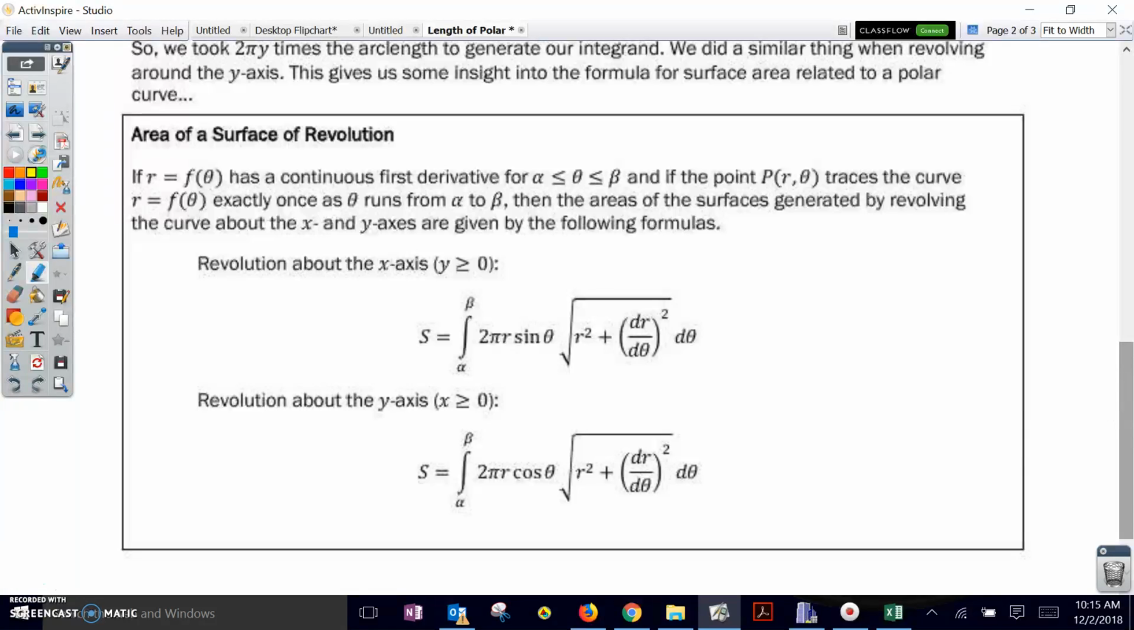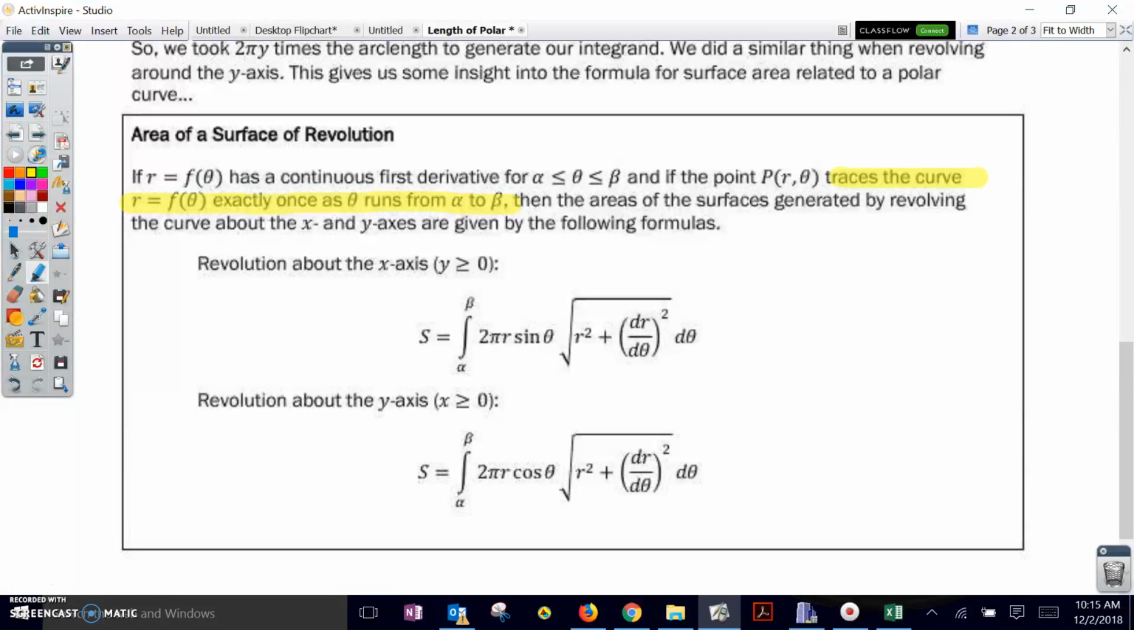Okay. The first thing we need to do is look at the curve and make sure it traces the curve exactly once as theta runs from alpha to beta. So we're going to have to make sure we see that we're tracing it only once over a given angle interval.